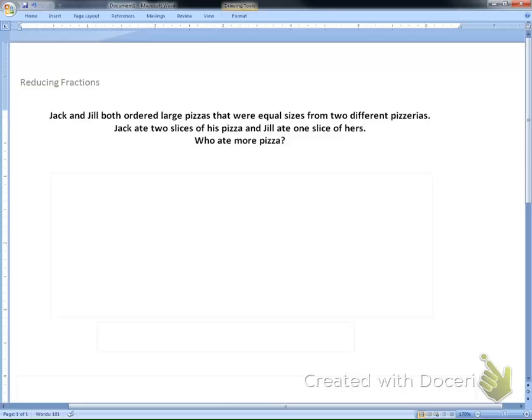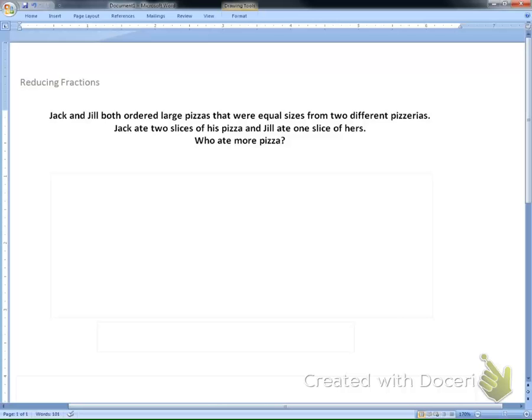This lesson is on reducing fractions, and I'm going to start off this lesson with a very simple question. Jack and Jill both ordered large pizzas that were equal size, but from two different pizzerias. Jack ate 2 slices of his pizza, and Jill ate 1 slice of hers. So here's my very simple question. Who ate more pizza?